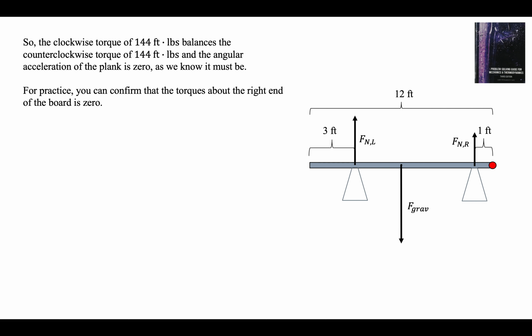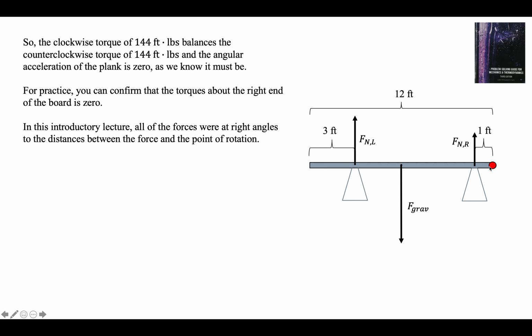So how about practicing by taking torques about the right end of the board? That's good practice. In this lecture, the introductory lecture, all of the forces are at right angles to the distances, right? Here's the distance, 3 feet. The force is perpendicular to that, so right angle. Gravitational force, right angle. This normal force, a right angle to the distance. The distances are along here. The forces are all perpendicular to the board.